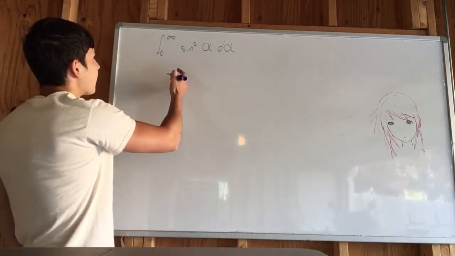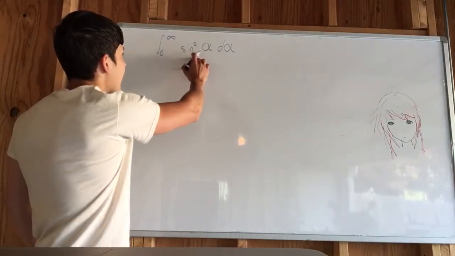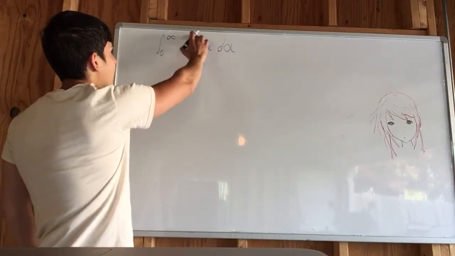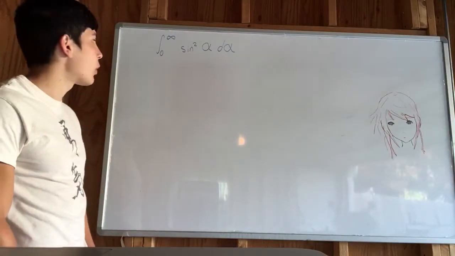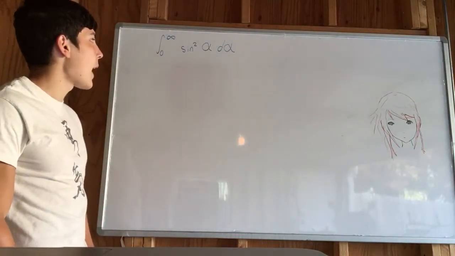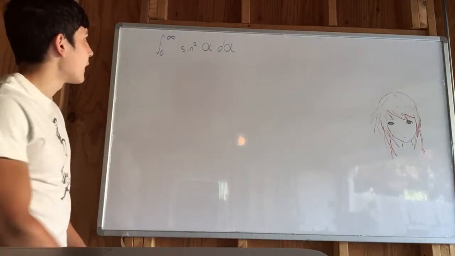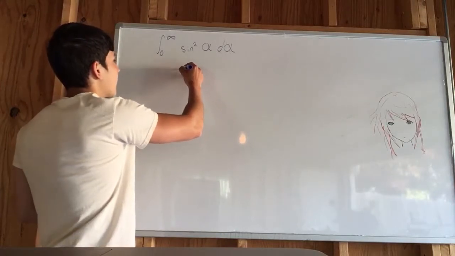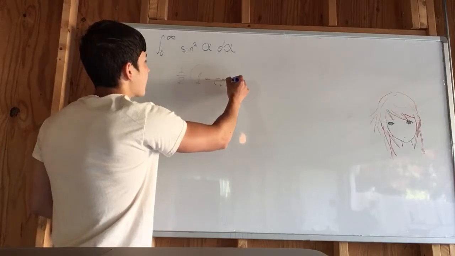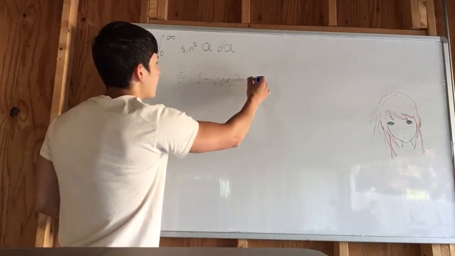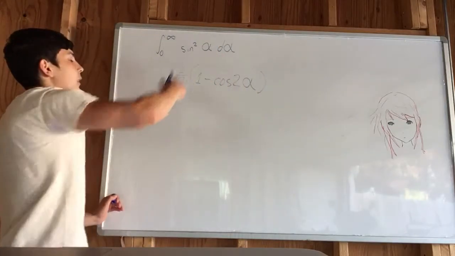So we're not going to have to split it. We're just going to have to realize that we have a property of sine squared, which is that it is equivalent to 1/2 times 1 minus cosine of 2 alpha. It's the halving thing. So we have 1/2 times 1 minus cosine of 2 alpha is equivalent to sine squared of alpha.